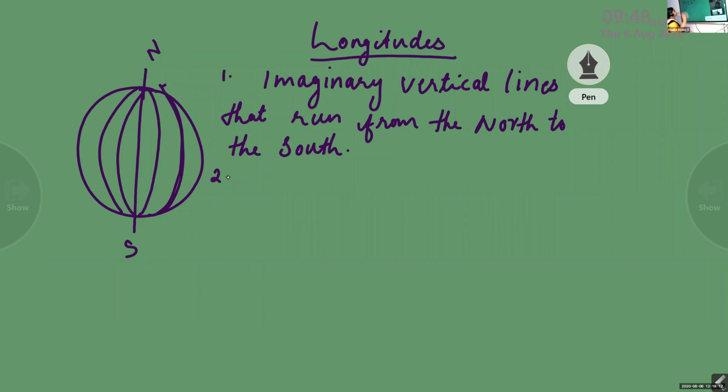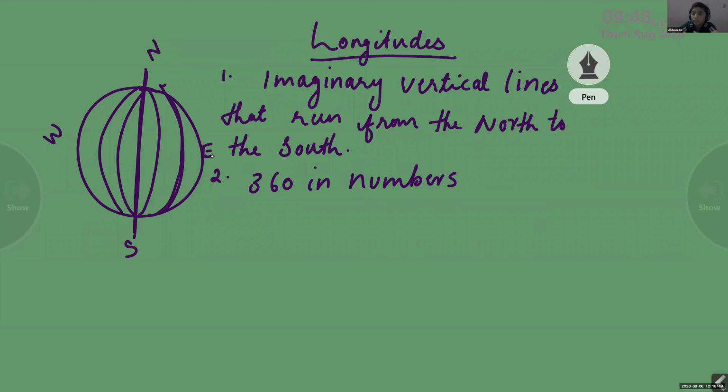Second point, there are 360 in numbers. How do we have 360? One line passes through the middle of the earth and divides the earth into two equal parts, the Western hemisphere and the Eastern hemisphere. We have 180 longitudes in the Western hemisphere and 180 in the Eastern hemisphere. In total we have 360. Got the point? Yes, ma'am.